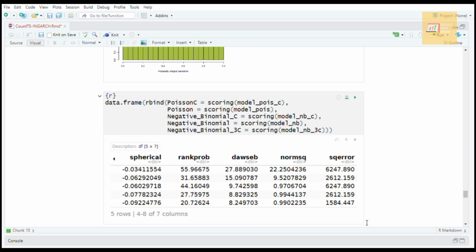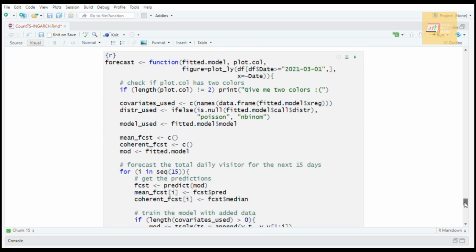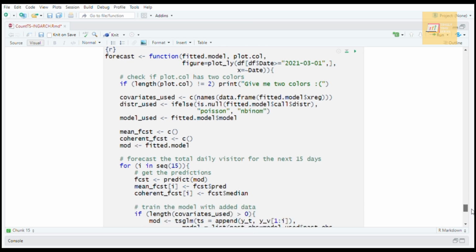Alright, so now we have two finalists, if you will. I can't really decide which one is better, whether it's model NB or model NB with 3 covariates only. So I'm going to compare these finalists and use them to predict the 15 days in the future. It's a recursive prediction, an iterative process.